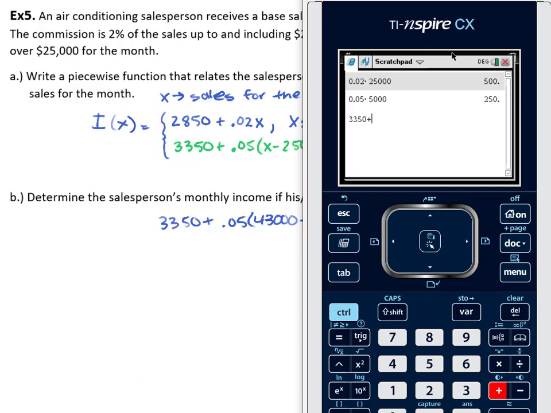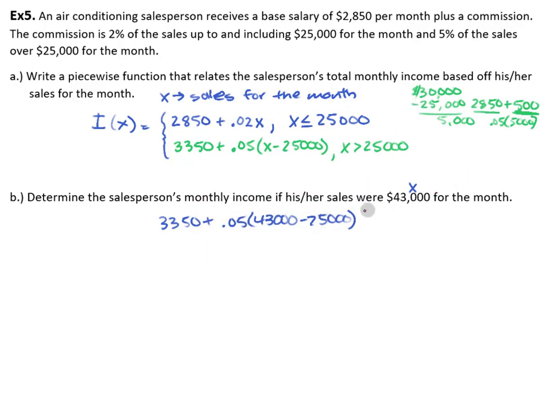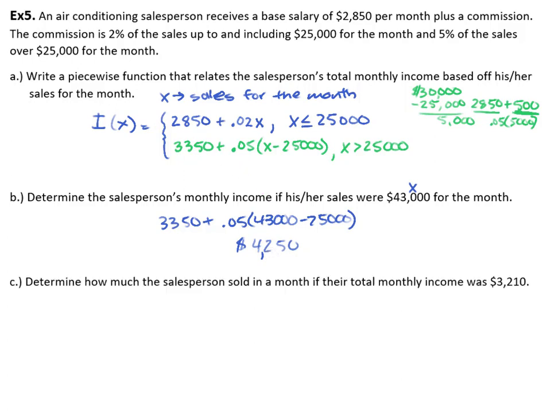So if we want, we can go straight to the calculator. 3,350 plus 5% of 43,000 minus 25,000. And there we go. It looks like $4,250 is how much that person made that month. Not too shabby. Might start selling air conditioners.